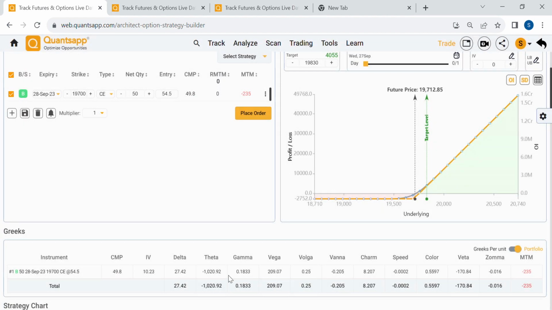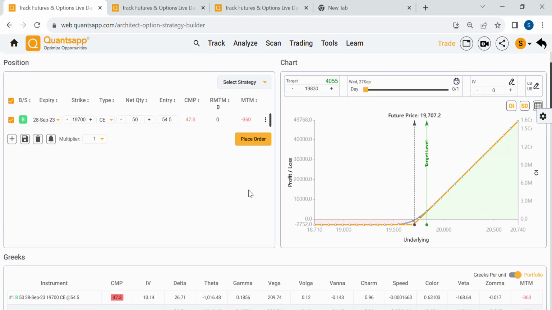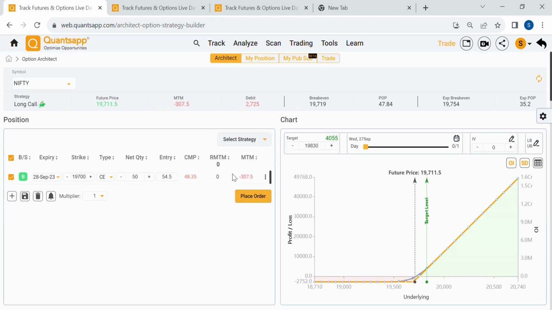Okay, the time decay will take away 1000 rupees. It's a Vega positive strategy. That means you are expecting some kind of rise to happen in the implied volatility. So this is a Vega positive strategy. Now, one more thing over here is I can add my leg.